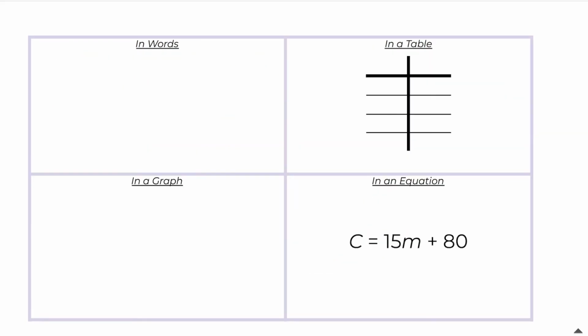Okay. All right, in our last example, we're given our equation, which is C equals 15m plus 80. So a quick note that this right here is going to be your dependent variable, and this one right here is going to be your independent variable.